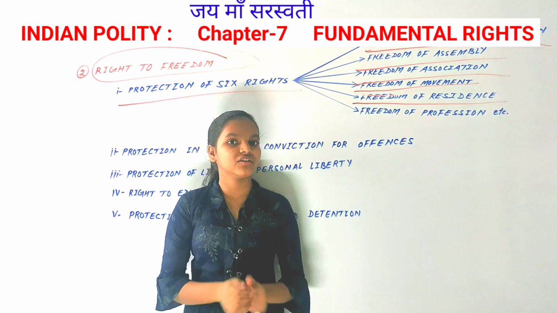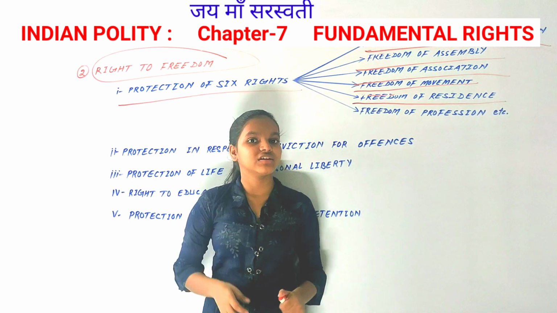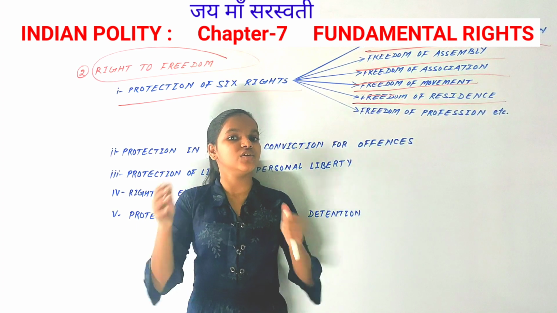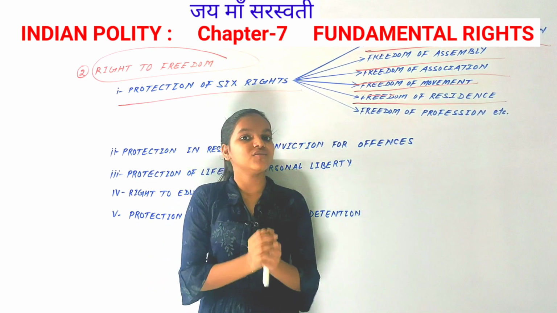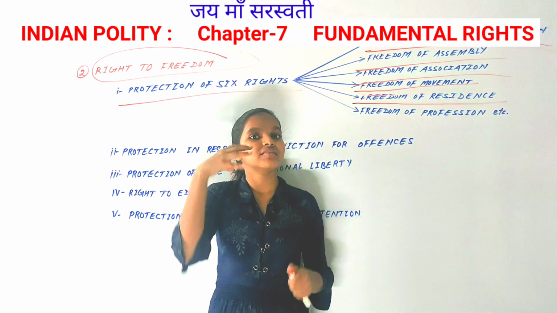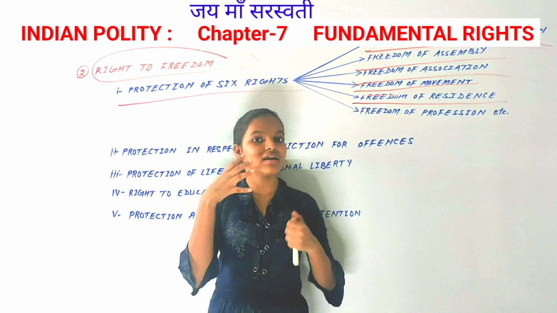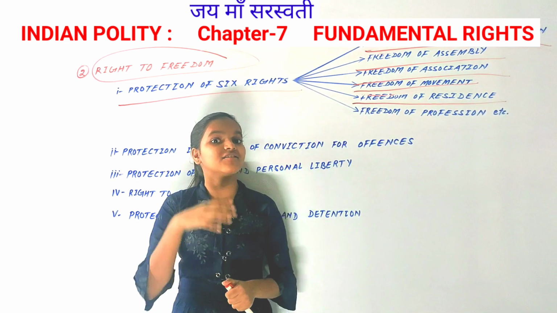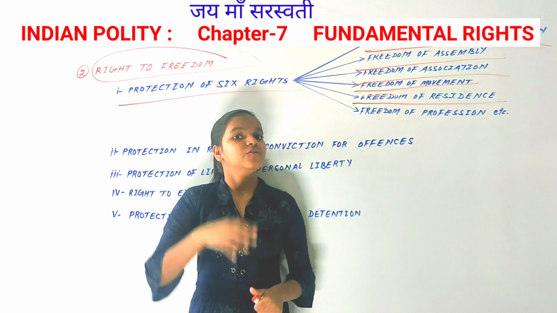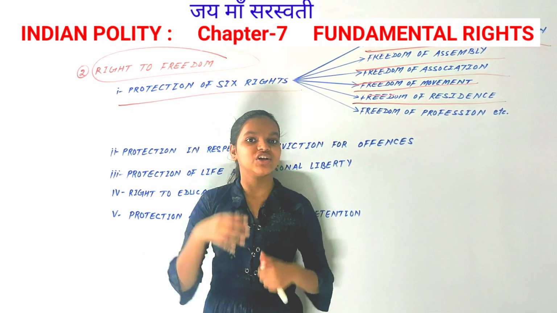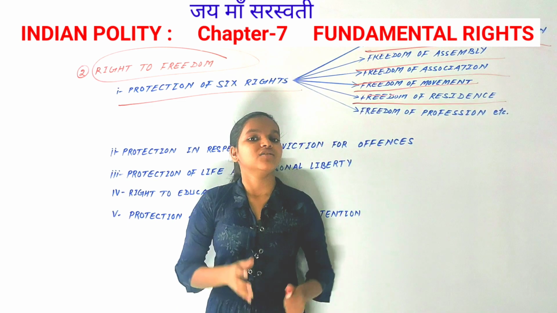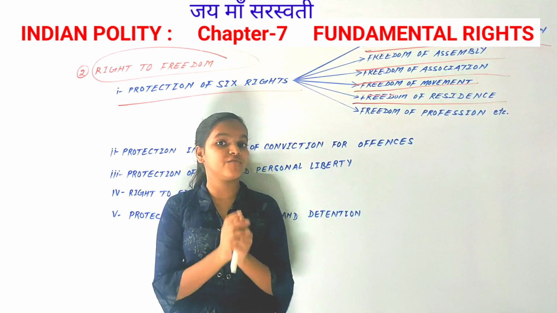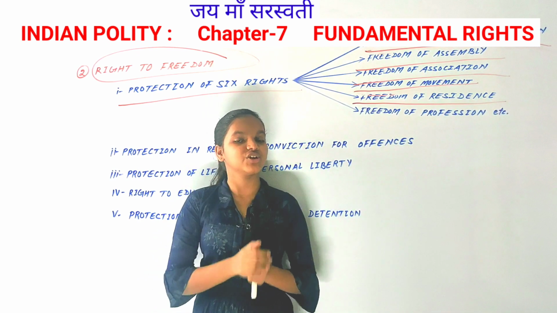But there are two reasonable restrictions that can be imposed by the state on this right: first is public order and second is scheduled tribes. No citizen of India has the right to reside or settle in any part of India that belongs to tribal communities, to protect their distinctive custom, culture and tradition. So this right, freedom of residence, is guaranteed to everyone, but there can be reasonable restrictions as well.